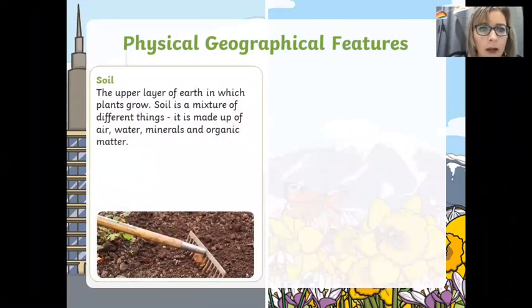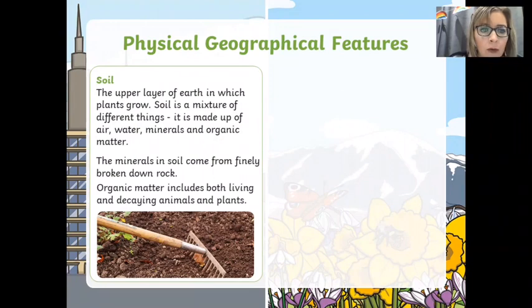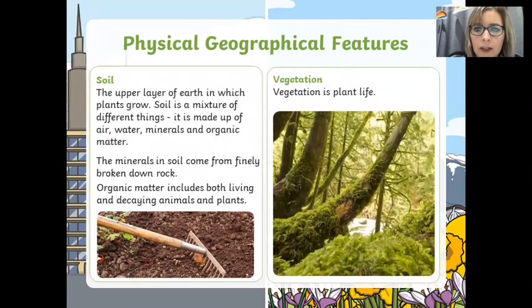Soil, the upper layer of the earth in which plants grow. Soil is a mixture of different things. It is made up of air, water, minerals, and organic matter. The minerals in soil come from finely broken down rocks, and organic matter includes both living and decaying animals and plants. And vegetation. Vegetation is plant life.